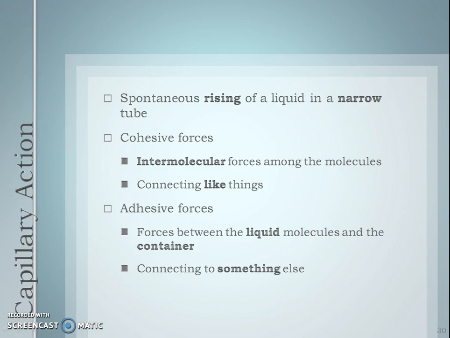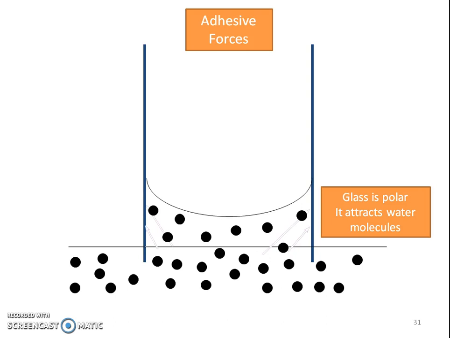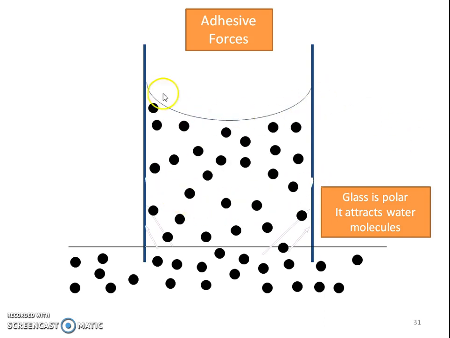Capillary action, he also talked about this. Again, the rising of a liquid in a narrow tube. Cohesive versus adhesive. Cohesives are the intermolecular forces. He talked about how they are attracted to themselves, and adhesive forces are the attraction to the container that it's in or to something else. So again, as the glass is polar and the water is polar, there's going to be an attraction, and we're going to have both adhesive and cohesive forces, and that's why we have that dip in the liquid. Okay, so that's where that meniscus comes from.